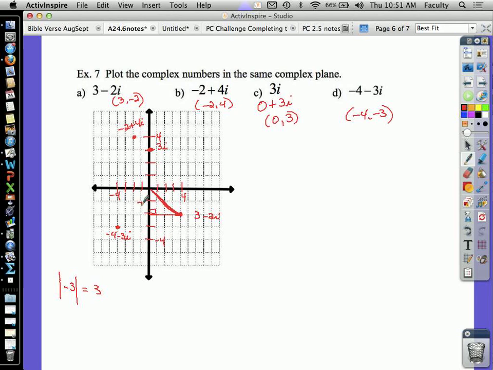Do you see we went down 2 and we went to the right 3? I can find that distance by Pythagorean theorem, right? So that's 4 plus 9 equals x squared. Now, since we're talking distance, we can't have a negative square root. But that distance from 0 to the complex number 3 minus 2i is the square root of 13. Okay? And so I would rather you reason it out than try to memorize the following.